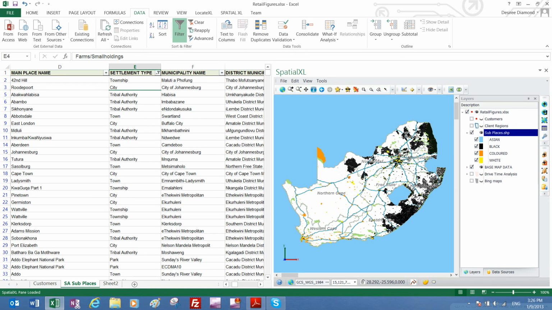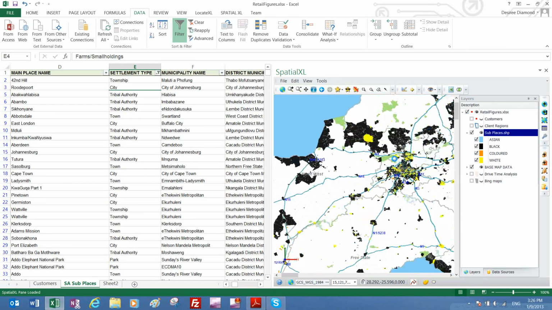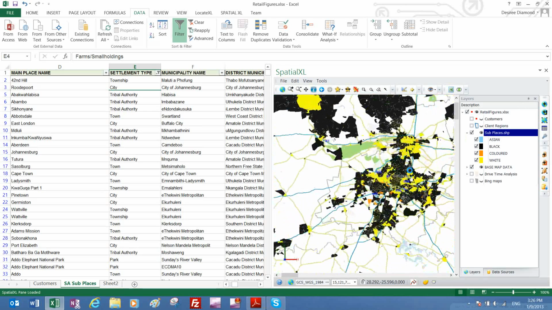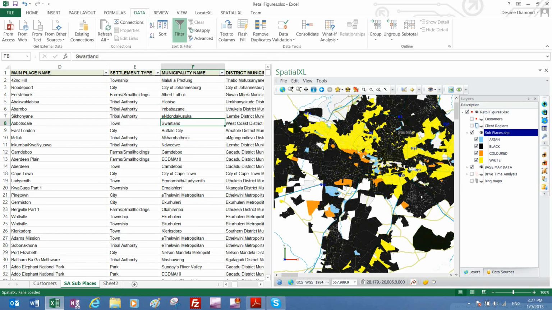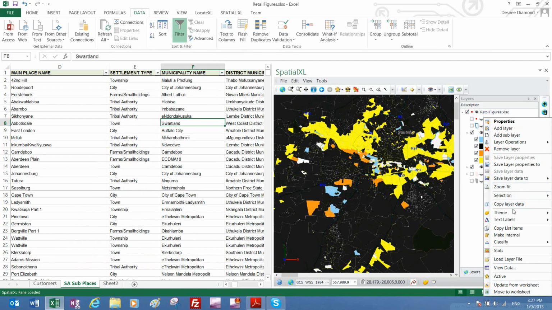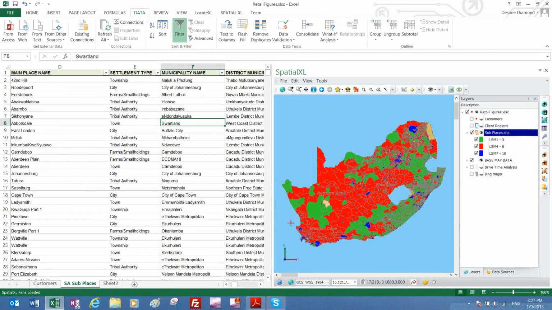So if you look here, this gives a very different picture, and let's zoom into this area in Gauteng. And there you can see the different communities. Okay, so I'm going to clear this filter. And let's now do theming by living standard measure, with the higher numbers being a better standard of living and the lower numbers being a less good standard of living. And there you can get an idea of how the country is broken down in living standard measures.